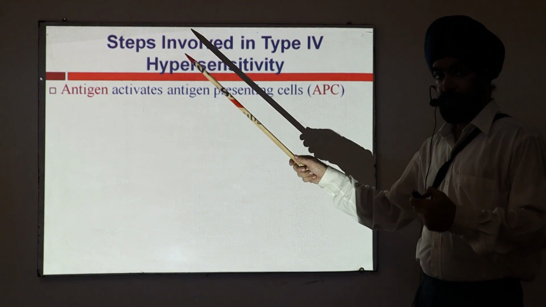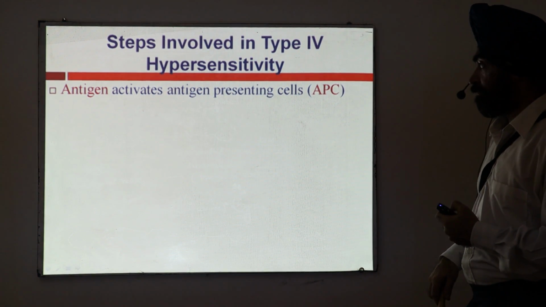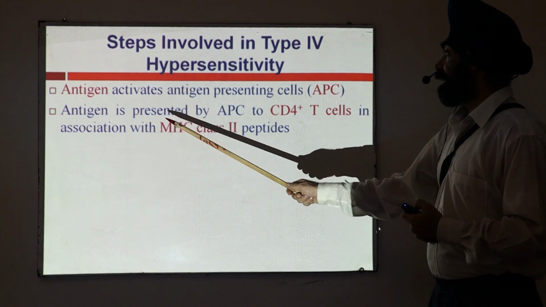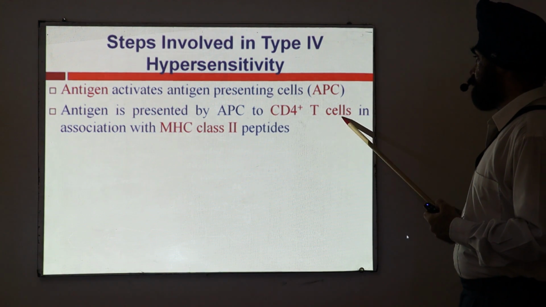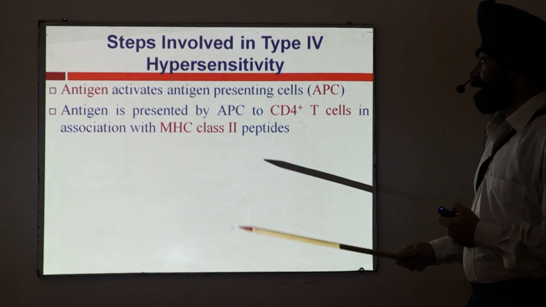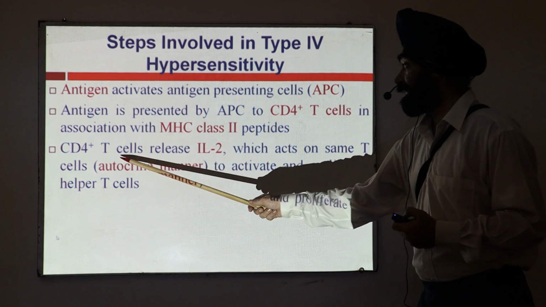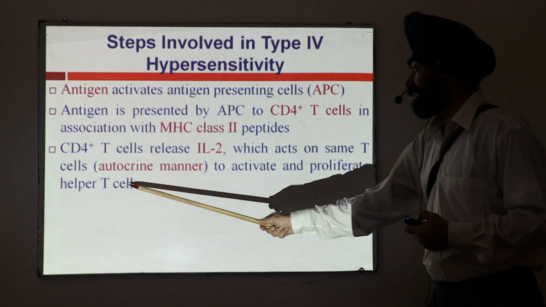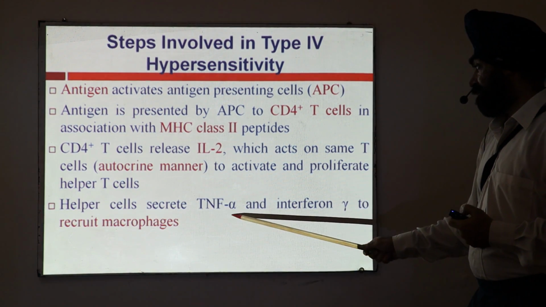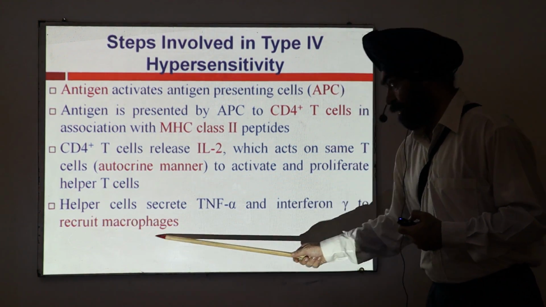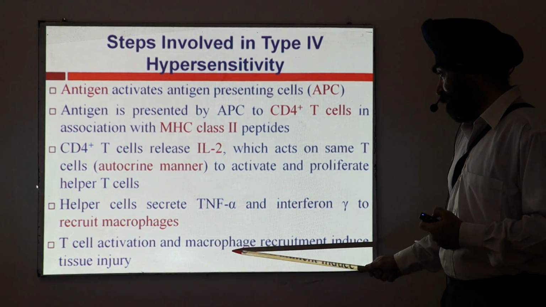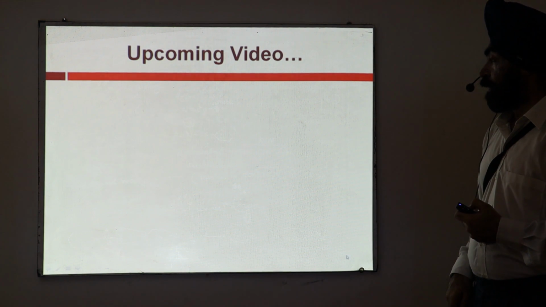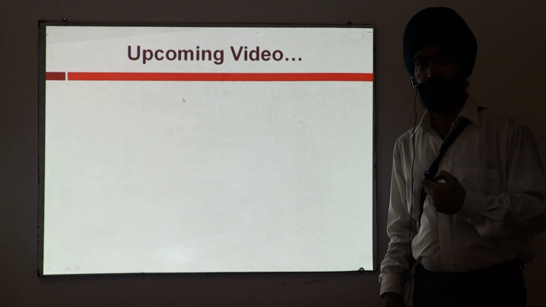So this previous part was with the help of a figure. This is in a written form. Antigen activates antigen presenting cell. Antigen is presented to CD4 cells in the presence of MHC class 2. CD4 cells release interleukin 2, which acts in an autocrine manner to activate the T cells. T cells secrete TNF alpha to activate or recruit macrophages, and macrophages and T cells are activated in a positive feedback manner. So this is what I wanted to discuss with you.